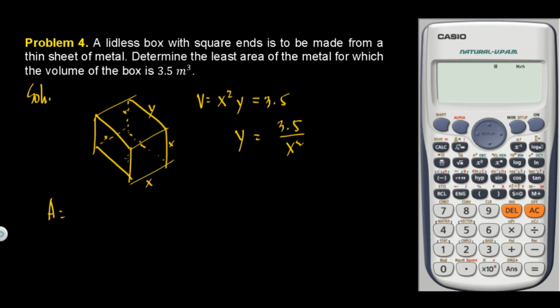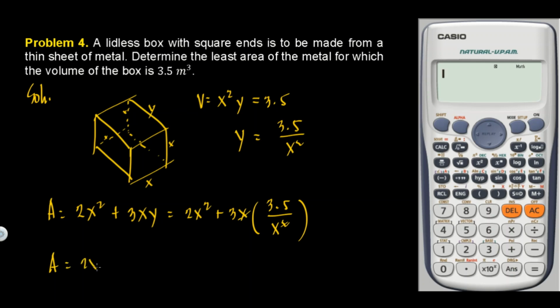Area of the box. So, this is x squared plus another x squared at the end. So, we have 2x squared. Then, this rectangle is xy. So, we have 1, 2, at the bottom. So, 3xy, no? 3xy. Okay, so we have 2x squared plus 3x times y, and y is 3.5 over x squared. Okay, let's simplify. So the area is 2x squared plus 10.5.